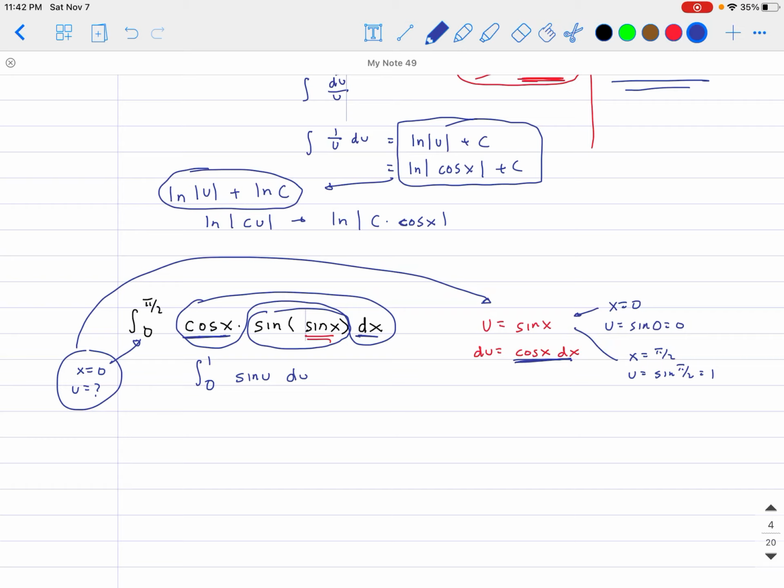So let's go ahead and take the antiderivative. So the antiderivative of this is going to be negative cosine of u, right? Because again, it's antiderivative. Boundary from 0 to 1. Now, normally, we would go back and change u back into in terms of sine of x.